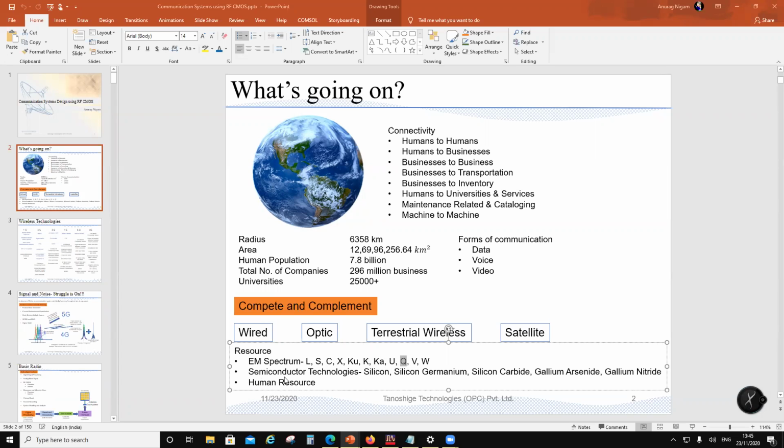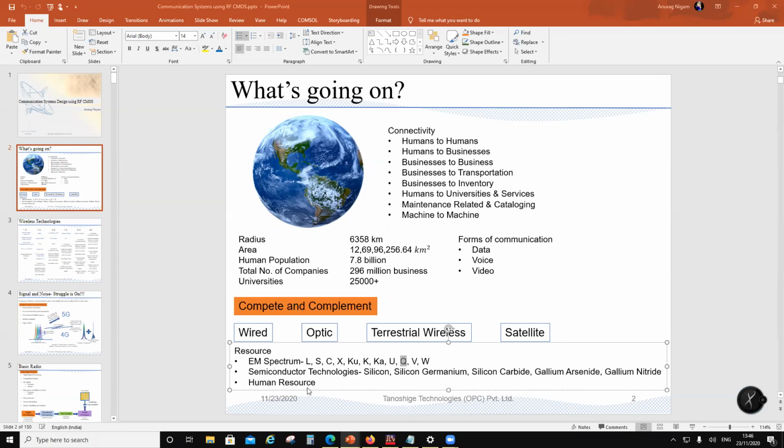Next resource we have talked about is the semiconductor technologies. You have a lot of choices now. Earlier, we didn't have so many choices, so our circuit design used to be more complex because we had to work around a lot of stuff. But now the gate lengths are scaled down to almost 5 nanometer. Now you can do very high speed circuits in silicon. You do not need to go elsewhere, but for power circuits, you may have to. So semiconductor technology is important.